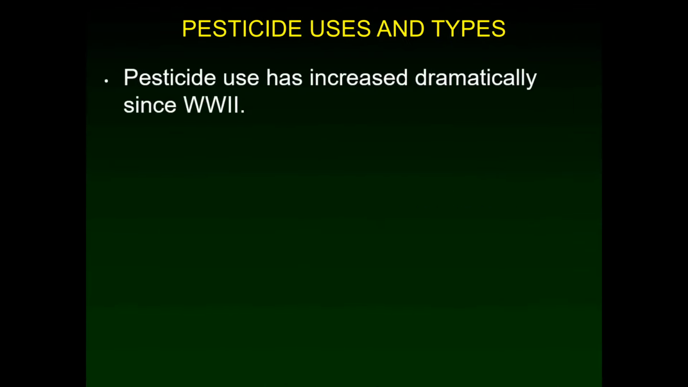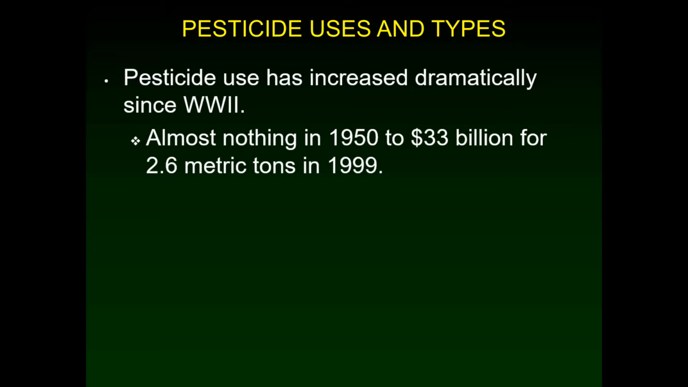So, pesticide uses and types. Pesticide use increased dramatically since World War II. Obviously, we've shown graphs before of human population increases. As the human population increases, we have to feed them. Therefore, we have more agricultural land. Therefore, we're using more pesticides in order to get more yield out of our farmland.